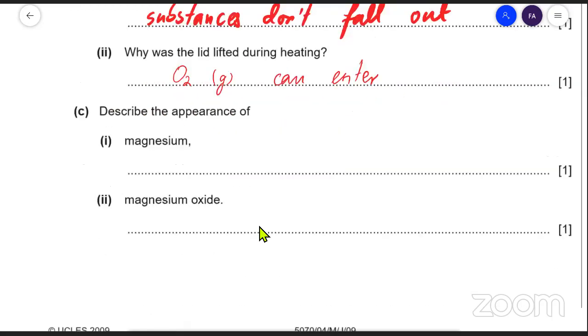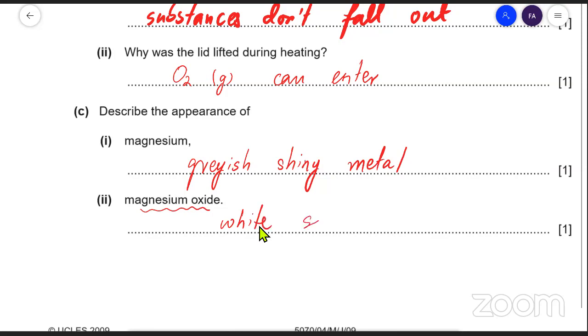The next part of the question is, describe the appearance of magnesium. Now, magnesium is a grayish shiny metal. The appearance of magnesium oxide: remember, ionic compounds of group 1 and group 2 substances are always white in color. Transition metals have colored compounds. So it's going to be a white solid. So that's part C of the question.